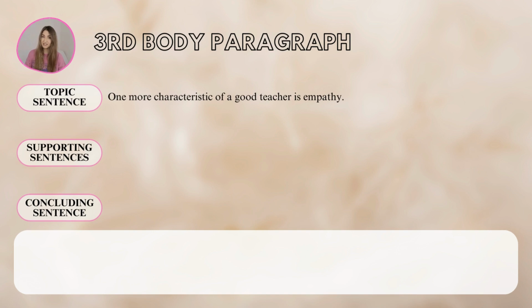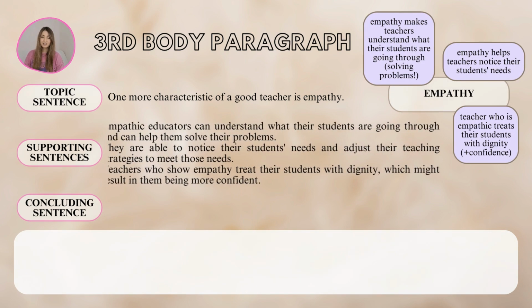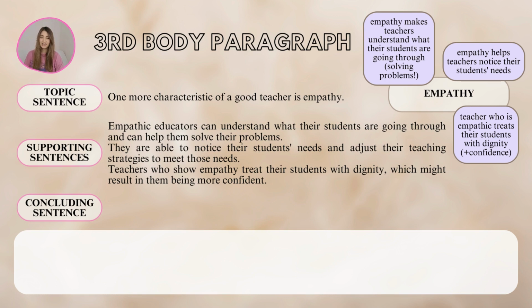Body paragraph number 3. The topic of this paragraph is going to be empathy. Topic sentence: one more characteristic of a good teacher is empathy. And again, for my detailed sentences, my supporting sentences, I'm going to use the ideas I've written in my outline. Empathic educators can understand what their students are going through and can help them solve their problems.